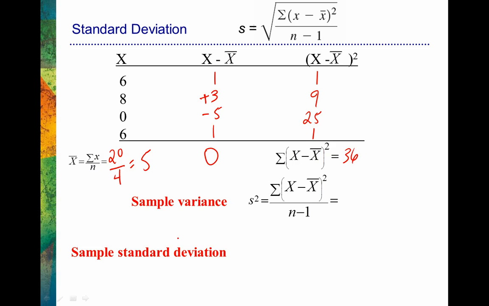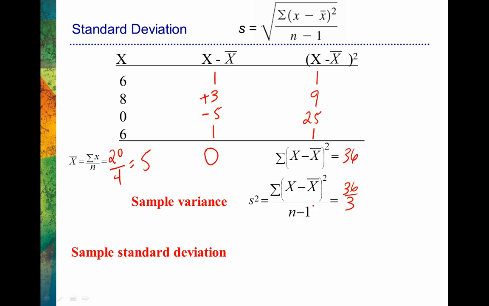Let's go ahead and compute sample variance, which remember is just kind of an intermediate step before we get to the standard deviation. We can see it's taking the sum of squares, which equals 36, and it's dividing by n minus 1, which in this case would equal 3. So it's essentially computing an average squared deviation score.